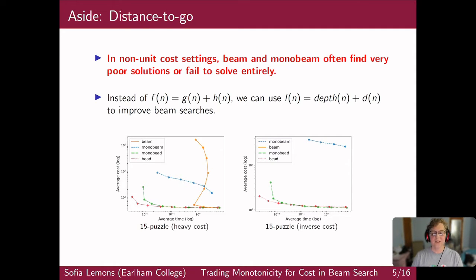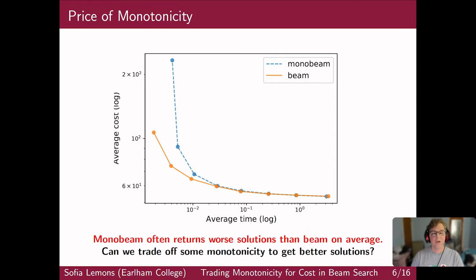For that reason, in the current work, we placed our focus on algorithms which use distance to go measurements rather than cost to go measurements. However, the main contribution of this work is addressing this issue of the price of monotonicity. Because of this careful cost-based selection, monobeam often returns solutions with worse quality on average than beam search.